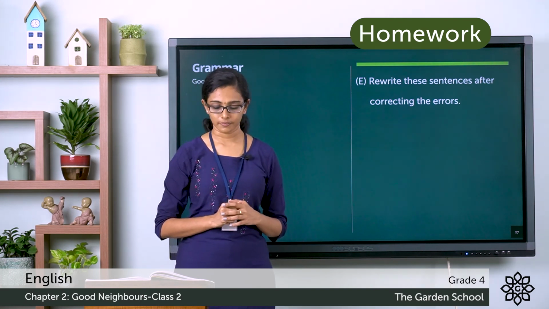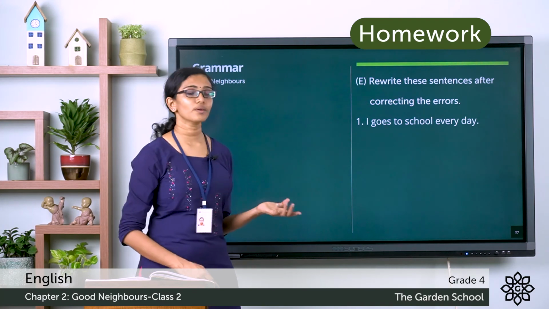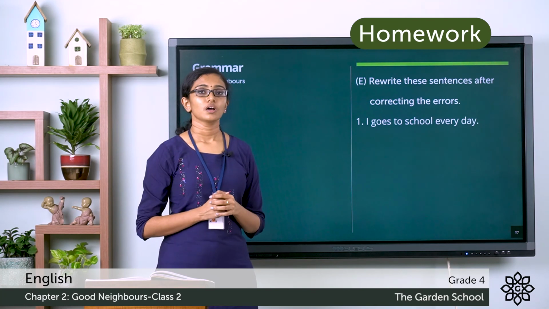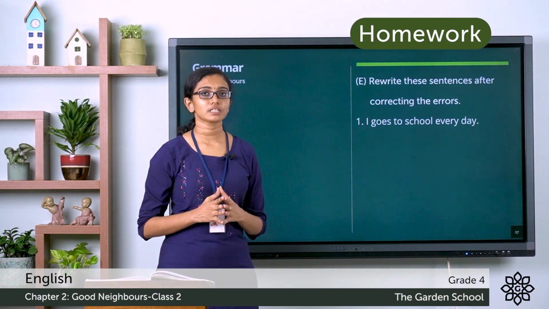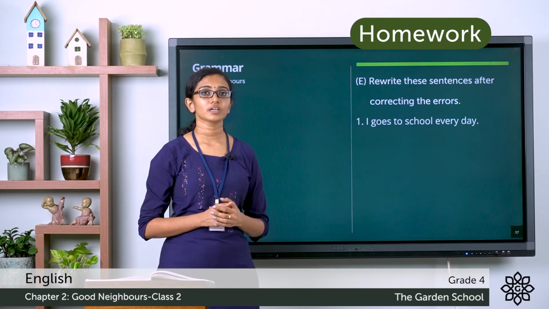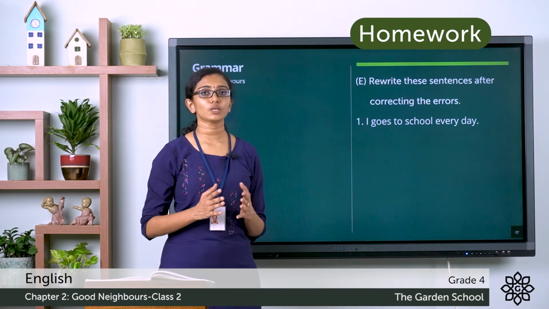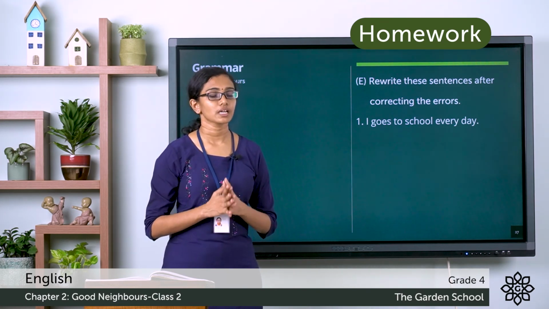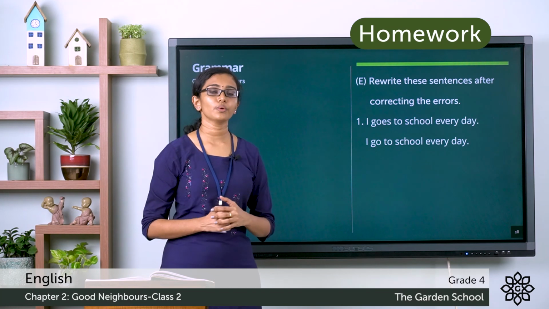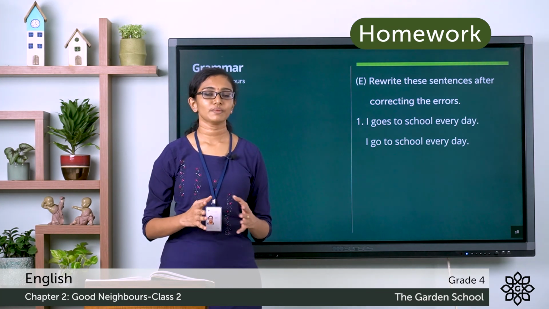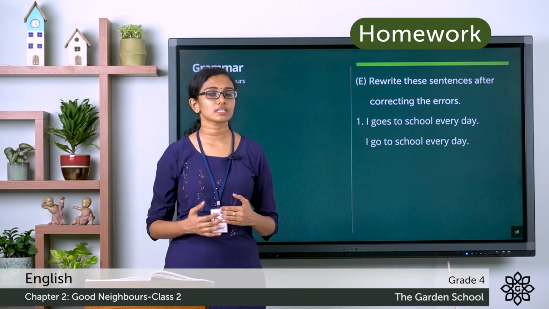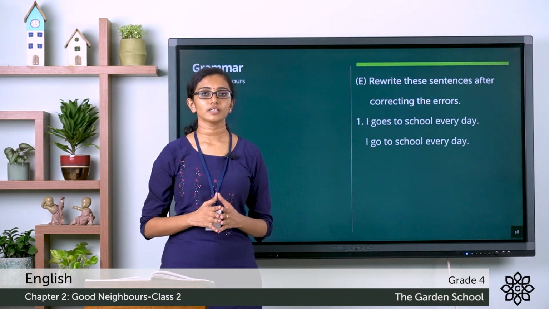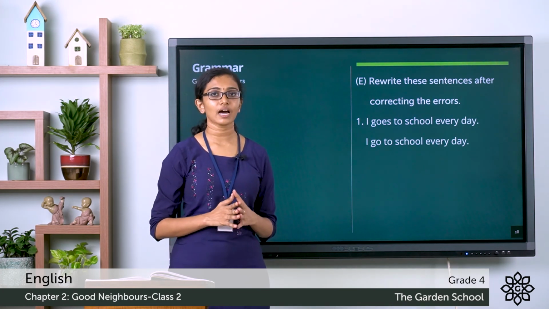Let me give you an example. I goes to school every day. Here, which is the verb? Goes. So, is it the right form of the simple present tense to be used along with I? I is a first person singular subject. So along with it, we use the root form of the verb. So what should it be? It should be, I go to school every day. Similarly, carefully read the rest of the questions in the exercise and correct each of them and rewrite in your notebook. So, children, I hope the exercise we discussed today is clear to you.